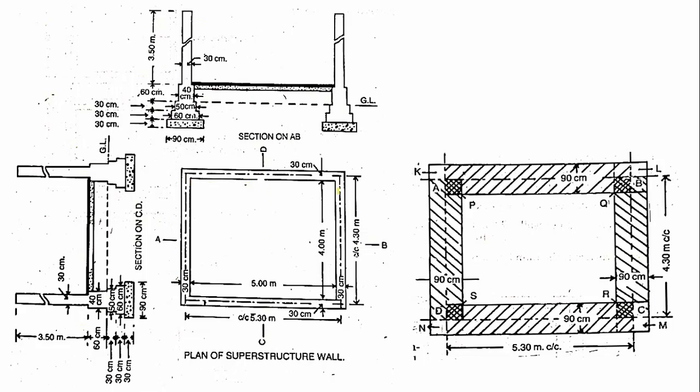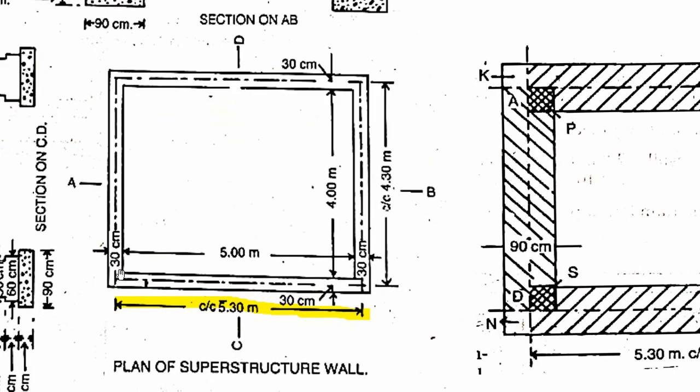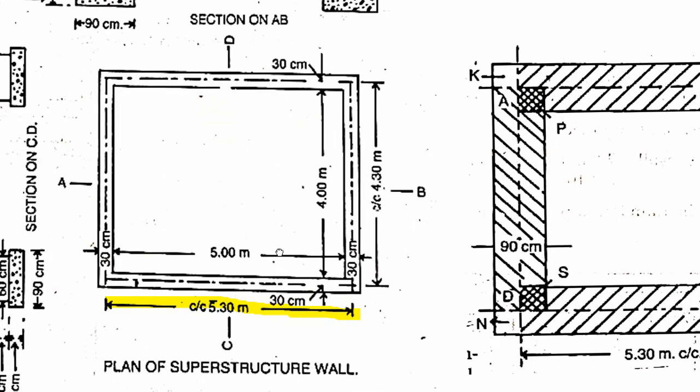If you draw the plan at this bed concrete level, this is what you can see. This is the plan at bed concrete level or excavation level, correct? So you see the clear length is 5 meters. If you want to calculate the center to center length, here the wall is 30 centimeters, means 15 centimeters on the left side and 15 centimeters on the right side. The center to center distance will be 5.3 meters in the x direction.